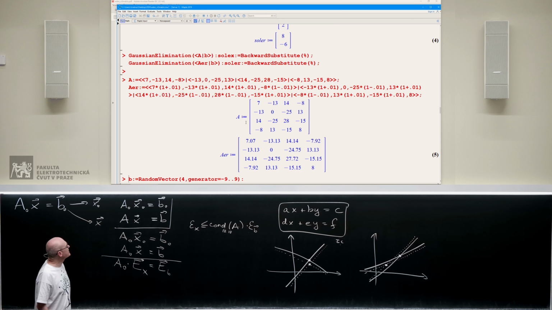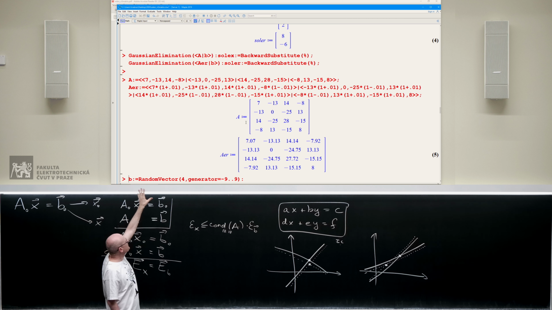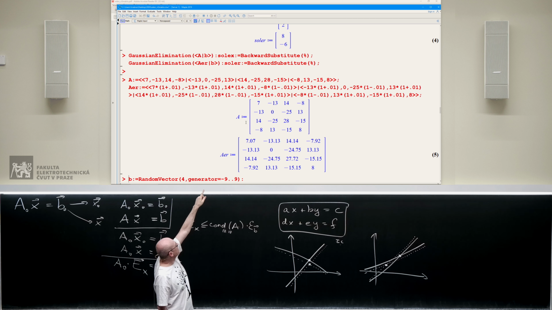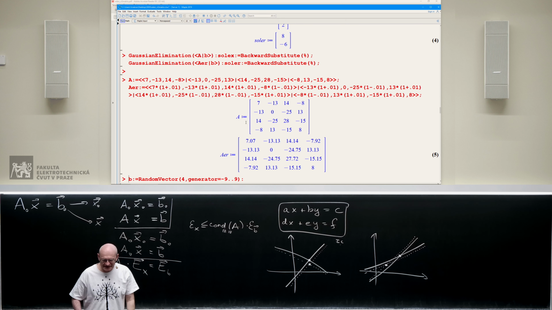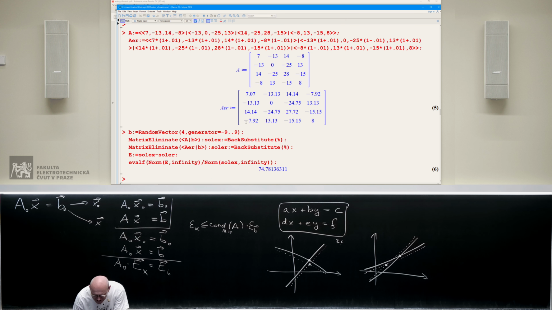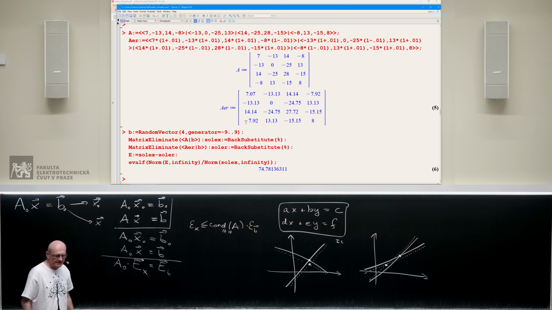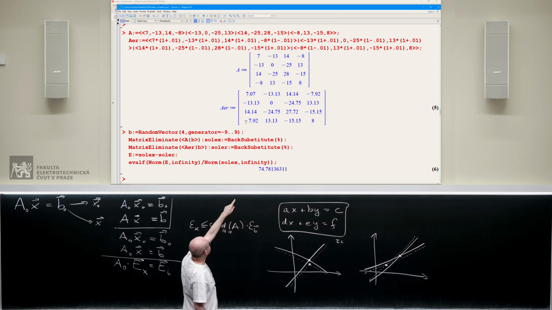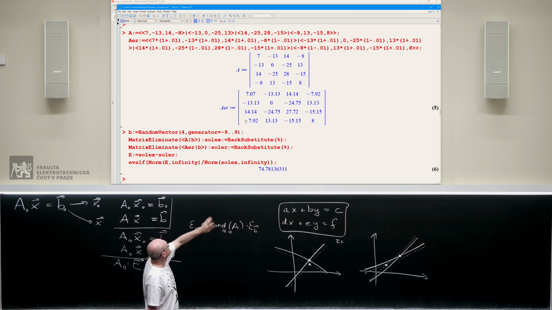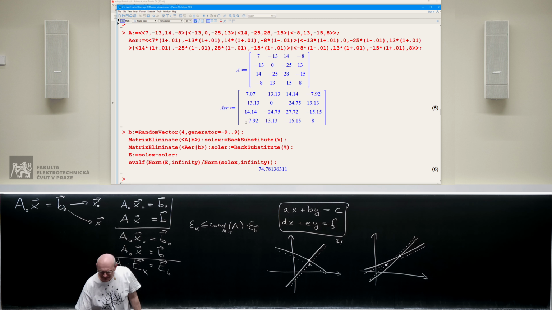So what I'm going to do now, I'm going to generate random right-hand sides and solve two systems, the original one and the one with a little error, 1% error, and compare the solutions and see how it works. So for this random right-hand side, the error in the solution was 74, which means 7,000%. So the original 1% error got magnified 7,500 times. So this is really bad.